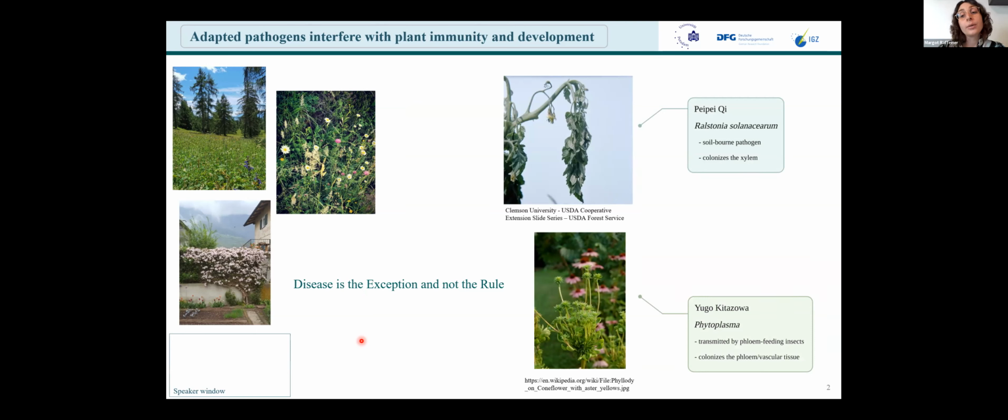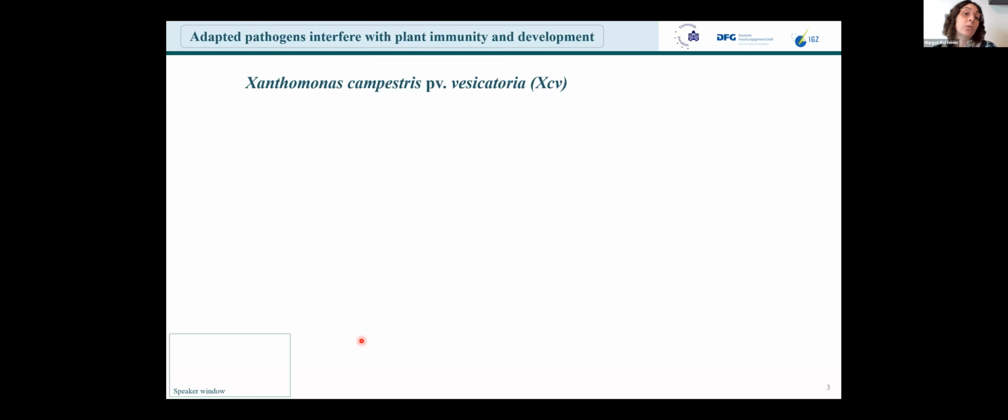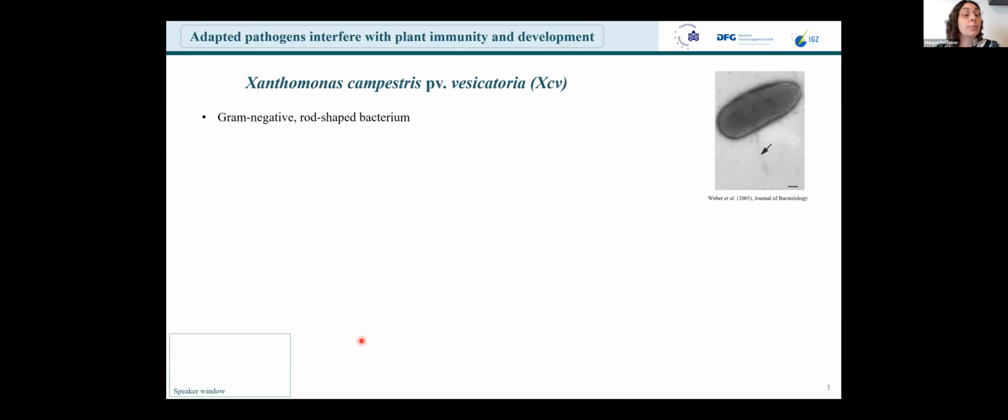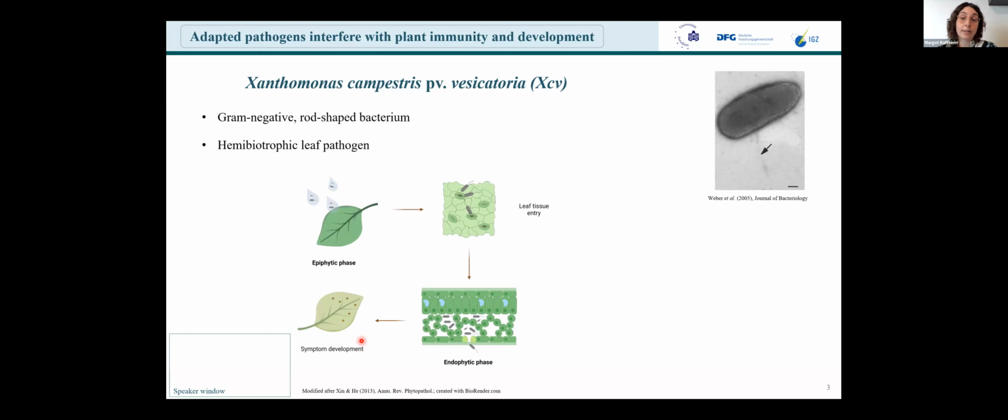And next to the bacterial pathogens that have been already introduced to us today, there is also a large variety of foliar pathogens that can colonize susceptible host plants. And one example is Xanthomonas campestris pathovar vesicatoria, or XCV. So XCV is a gram-negative rod-shaped bacterium that has a hemibiotrophic life cycle. And as all other leaf pathogens, also XCV undergoes an epiphytic growth phase upon the arrival on the leaf surface.